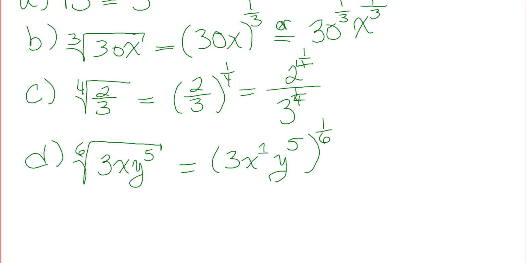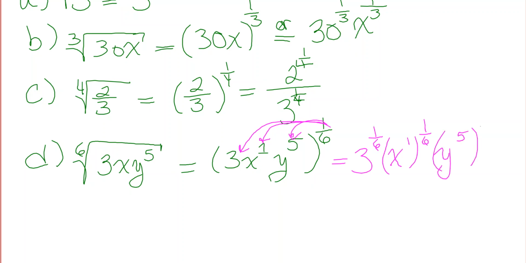Now I'm going to distribute the 1/6 along. So remember, I'm going to be multiplying my exponents. So I'll have 3 to the 1/6, x to the first to the 1/6, and then y to the 5th to the 1/6. We're going to multiply these exponents together, as we've already seen. So I'll have 3 to the 1/6, x to the 1/6 times 1, which is 1/6, and then y to the 5th times 1/6, which will be 5/6. Hopefully that went okay for you.